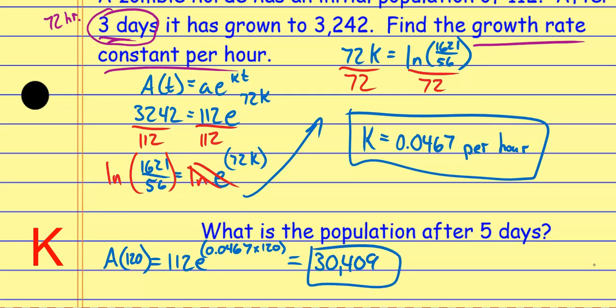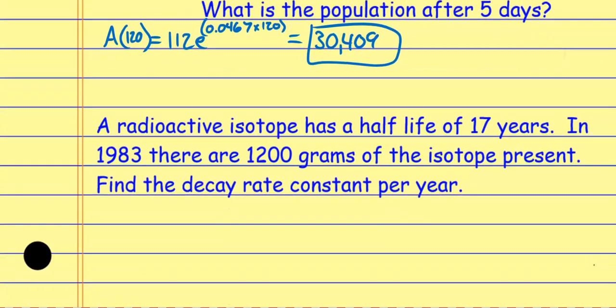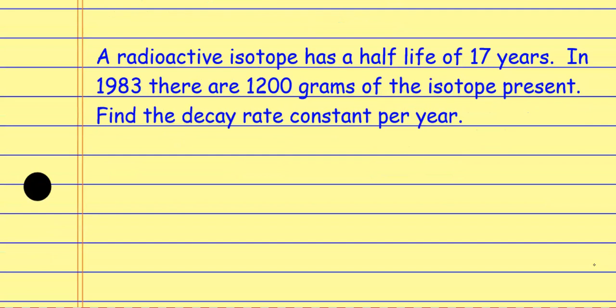But this can be used with any kind of biological example. An endangered species, you measure the population, you measure it again a certain number of years later, and you see this decay rate or something like that. Now you can make predictions about future values, and it can help you try to offset those curves. And so for something like this, a radioactive isotope has a half-life of 17 years. In 1983, there are 1,200 grams of the isotope present. Find the decay rate constant per year.